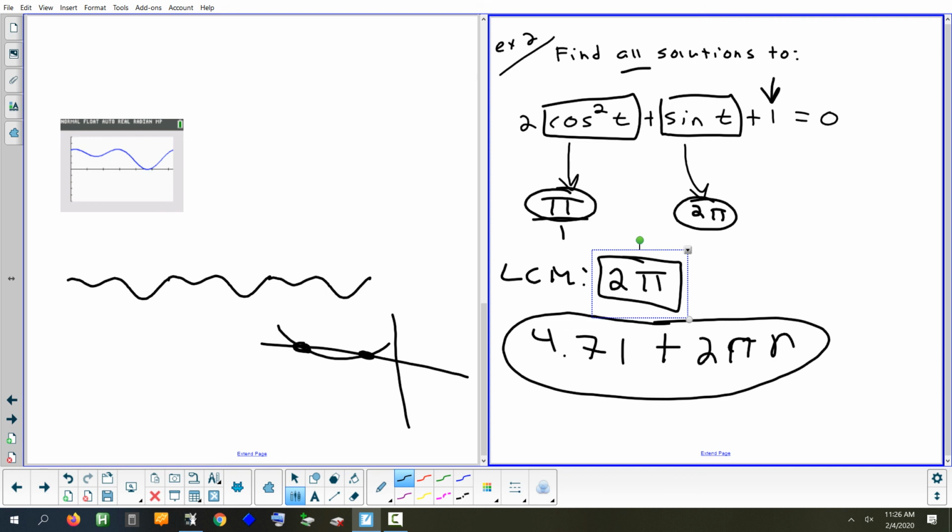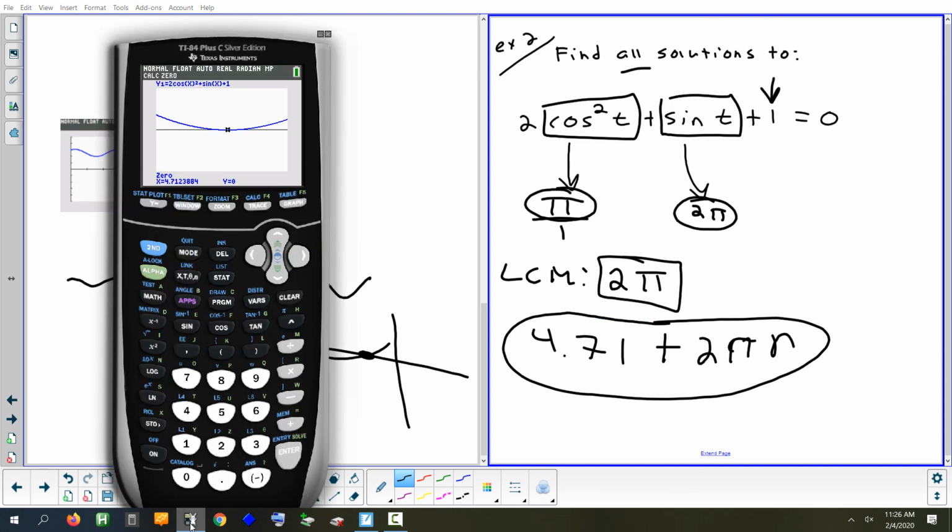Yes? Mine just graphed straight. Yours graphed, are you in radians? No. Yep, so that's the problem. You can do this problem in radians, but instead of 0 to 2 pi, you're going to go 0 to 360, which is a lot bigger. Yeah. Okay.